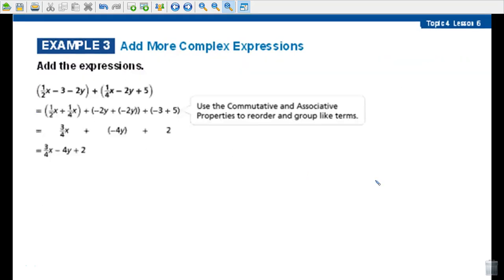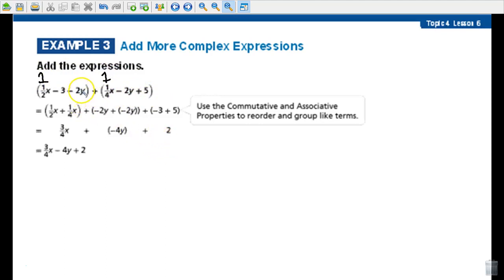Okay, example 3. Add more complex expressions. Add the expressions. So first things first, let me look at the expressions and let me find my like terms so I can number them. Then I can write it out. Okay? I've got an x to the first power. No, no, yes. Okay, so I've got one pair right here. Any other ones that I can put with them? No. No x to the first power, no x to the first power. I'm done with x's. Okay?